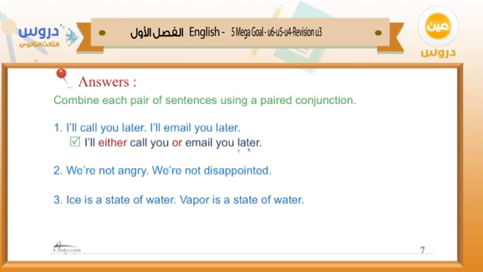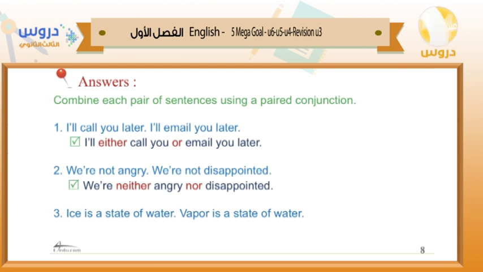Number 2, we're not angry, we're not disappointed. So what do you think the correct correlative conjunction is here? We're neither angry nor disappointed. If you notice here, we link two adjectives, all right? Two adjectives, okay?